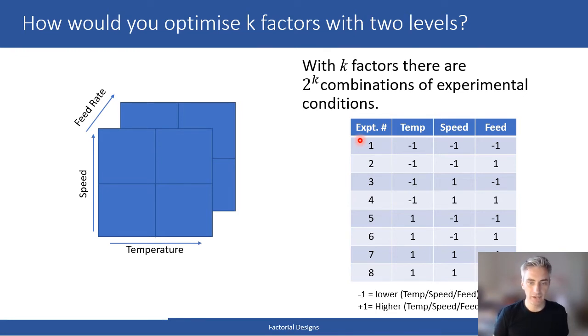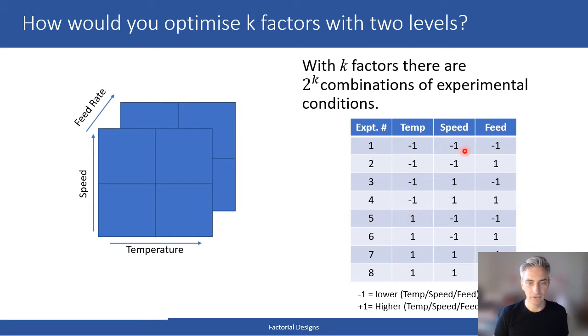So this table here shows the different combinations. I'm using this coding where -1 means the lower setting, and +1 means the higher setting. So in this case, this would be the lower temperature. In the example before, I think I used 180 degrees C or 190 degrees C as the lower setting, and +1 would represent the upper setting, which I think is 210 degrees C.